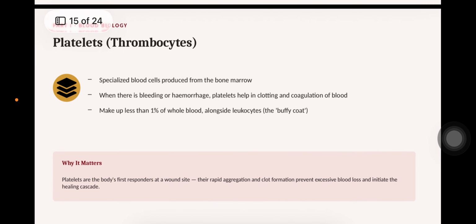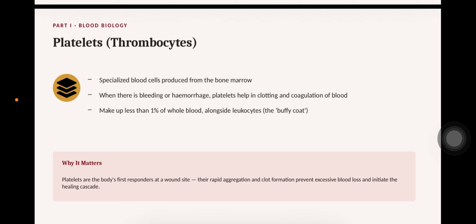Then lastly, we have platelets. They are specialized blood cells produced from the bone marrow. When there is bleeding or hemorrhage, platelets help in clotting and coagulation of blood. They make up less than 1% of whole blood alongside leukocytes. That's the buffy coat.